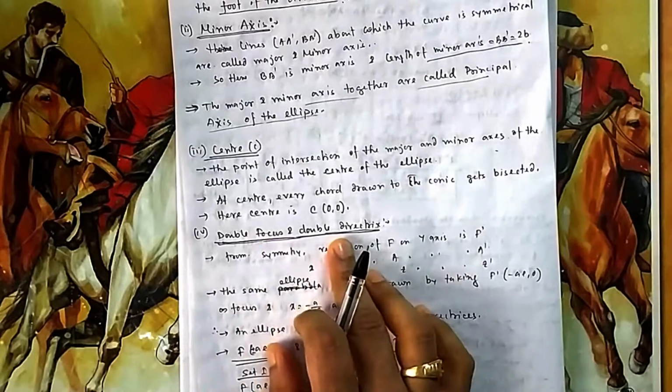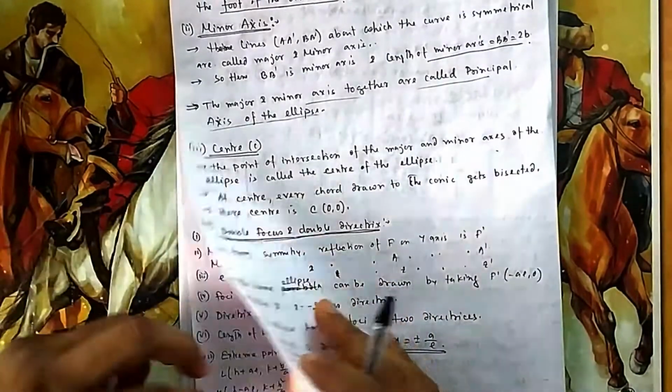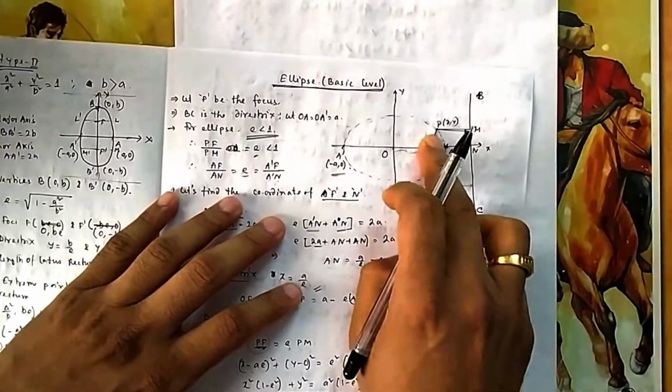What is double focus and double directrix? From where is it coming? Now you can see we have drawn this curve using this directrix and this focus.